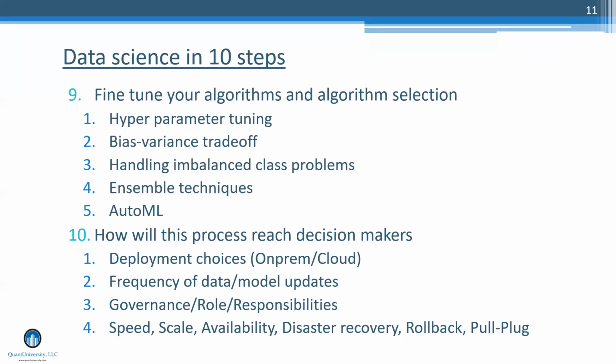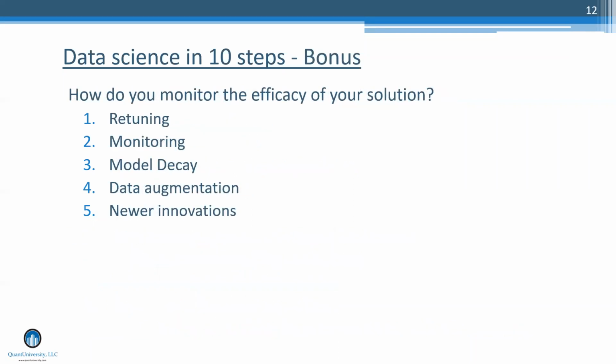I wanted to end at 10, but then I thought about a bonus one, which most people do not really factor when they're building out data science solutions. And this is something which is becoming extremely important. And that's how do you monitor the efficacy of your solution? Because it's not just deploying and kind of sitting back and seeing the results automatically coming through. You may have to think about the strategies for retuning your model, because there is going to be decay in the model. The model may not perform optimally after a certain time. So how do you think about retuning the model?